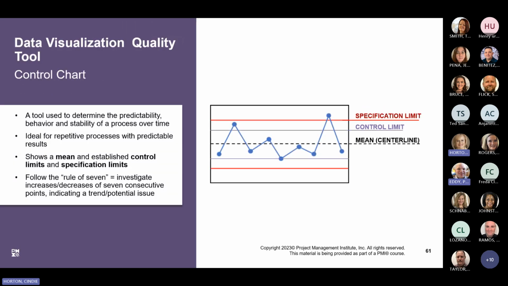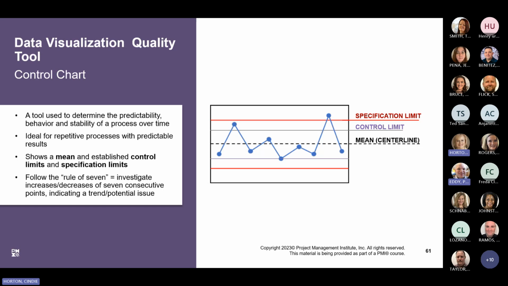The project team can also use a control chart to determine the predictability, behavior, and the stability of a process over time. It's ideal for repetitive processes with predictable results. So looking at the graph here, we're going to see that center line first, right here, the mean or the center line. This would be the mean or the average quality measurement of our process.